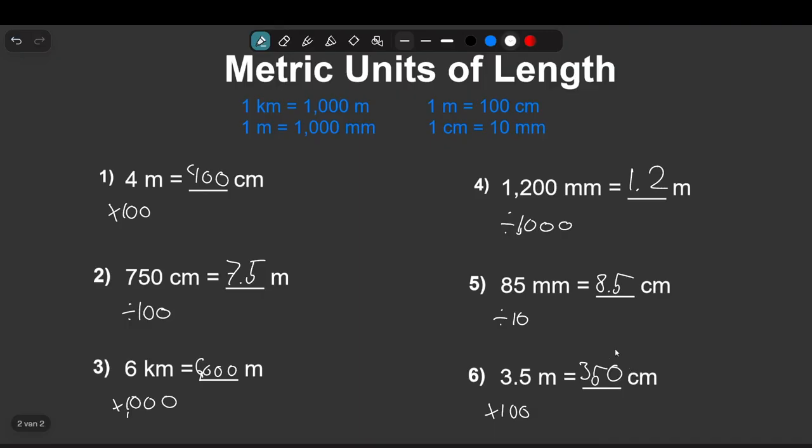So this was basically the video. I hope you guys understand how to use the metric units of length now and how to convert the metric units of length. And I hope you guys enjoyed this video.